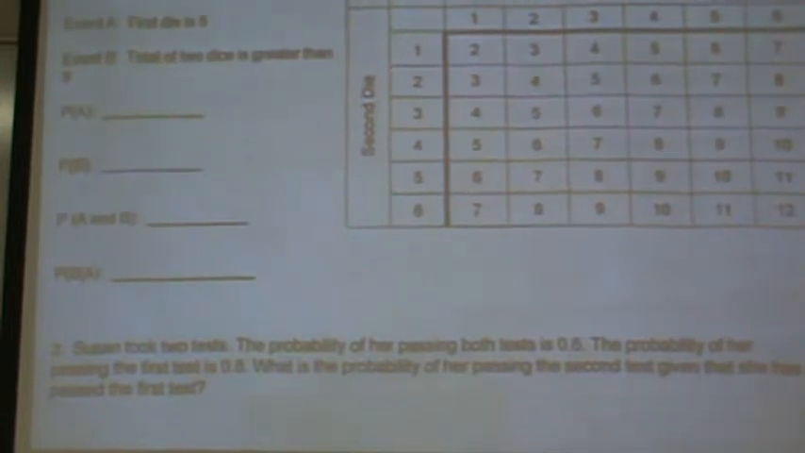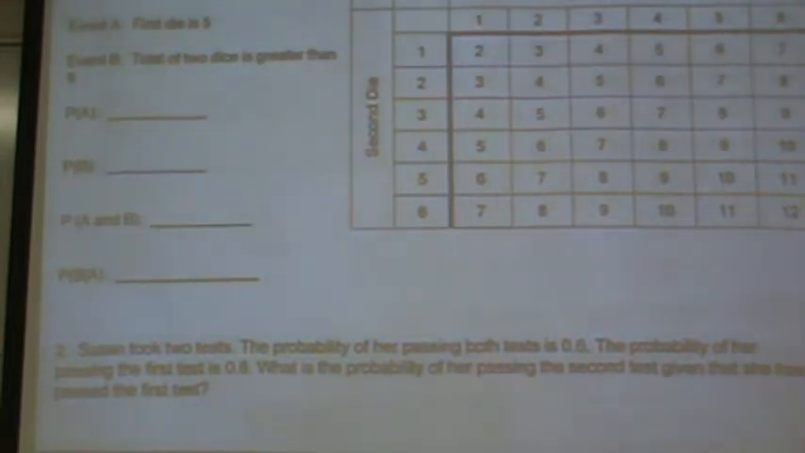Now, for number 1, we're going to use our conditional probability for rolling dice. What is the probability that the total of 2 dice will be greater than 9, given that the first die is a 5? So we're told that event A is that the first die is a 5, and event B is that the total of the 2 dice is greater than 9.